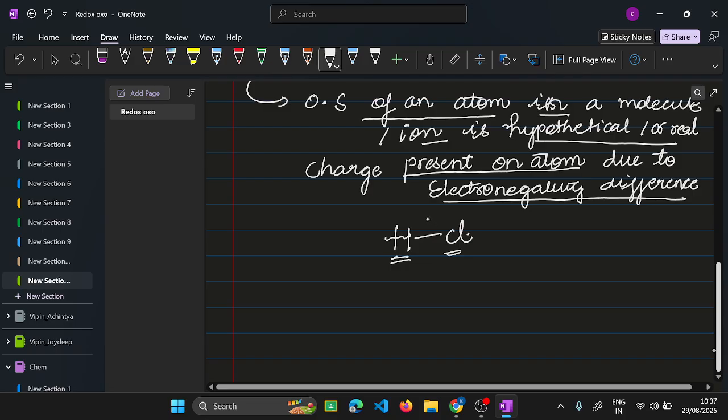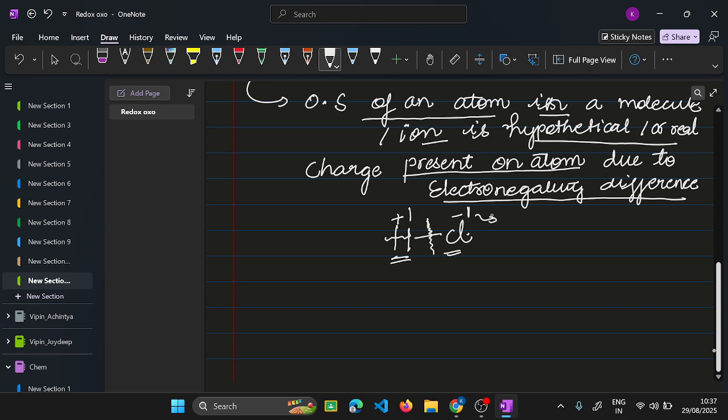So what will happen if I break this bond? H will get a positive charge of plus one, and Cl will get a negative charge, and this minus one charge is the oxidation state of the atom. Any doubt?